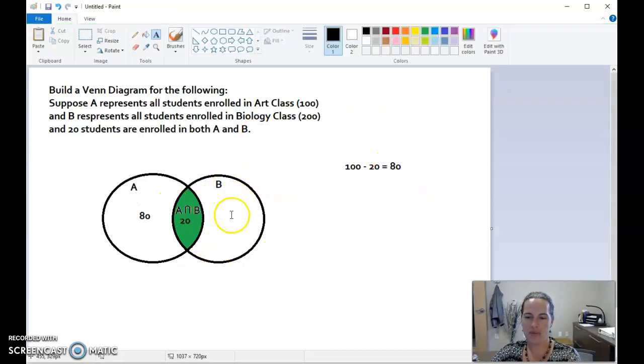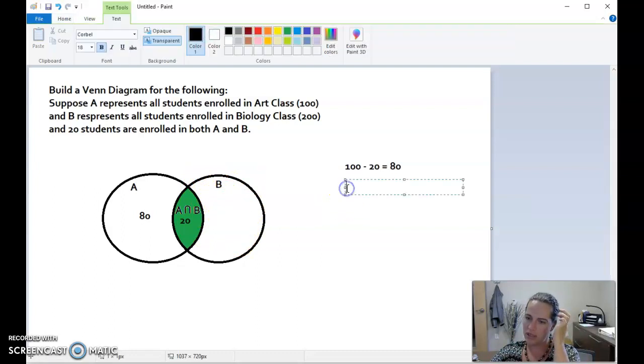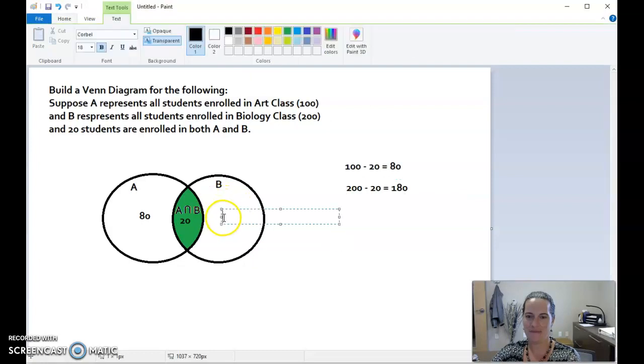Same type of thing for B. This B part that doesn't have the green in it, just that white part of B. B was originally 200, and then the green part took away 20 of those. So that's going to leave us 180, and we can fill that in right there.